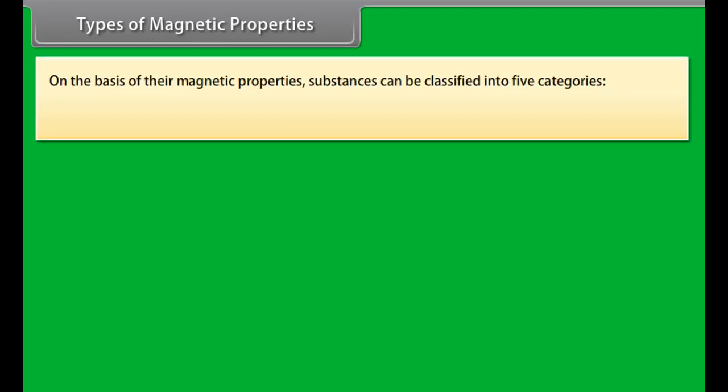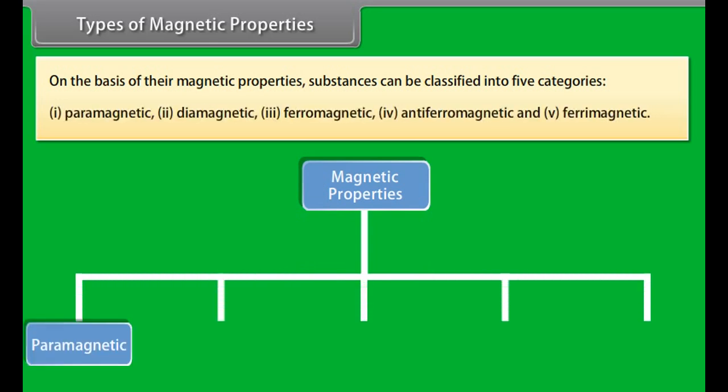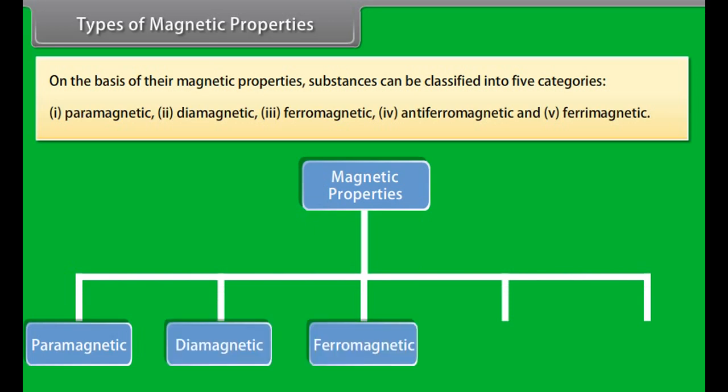Types of magnetic properties. On the basis of their magnetic properties, substances can be classified into 5 categories: 1. Paramagnetic. 2. Diamagnetic. 3. Ferromagnetic. 4. Antiferromagnetic. And 5. Ferrimagnetic.